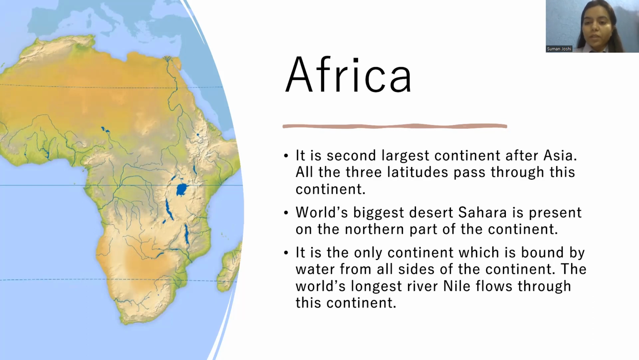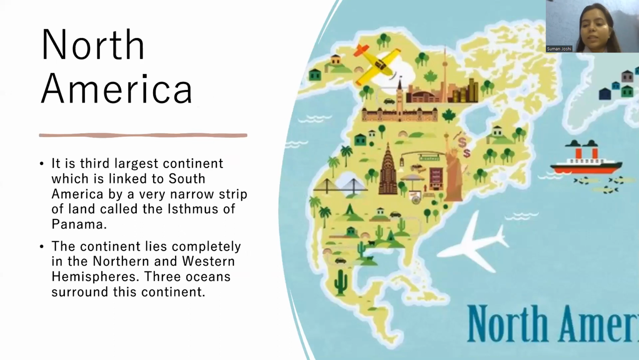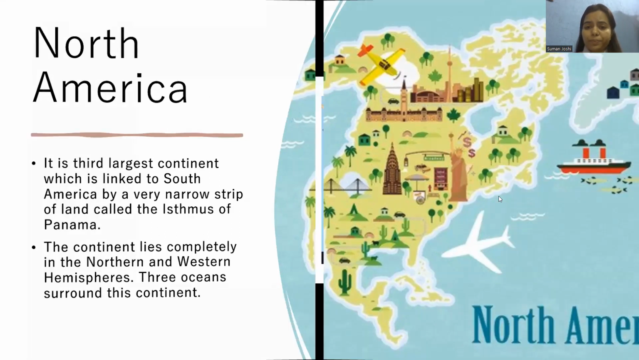Okay, and next is North America. It is the third largest continent, which is linked to South America by a very narrow strip of land called the Isthmus of Panama. I think this is the land we call the Isthmus of Panama. The continent lies completely in the northern and western hemisphere. Three oceans surround the continent, so this continent is also surrounded by water on three sides.